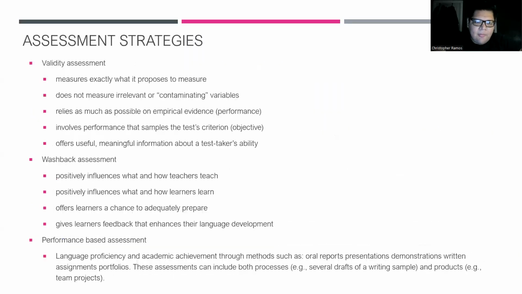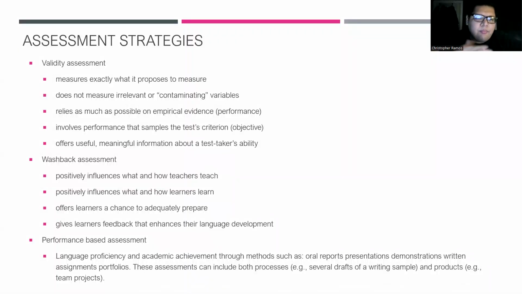So, some assessment strategies. There were many assessments that I thought related to pulling out students, but I found these three that I thought were important or more relatable to ESL pullout. The first one that I thought of was validity assessment, and I thought this was important because when we pull out students, we try to measure what the bullet points say, and basically that is it measures exactly what it proposes to measure. Like, what are we measuring for them? Where is it that we want them to end up?